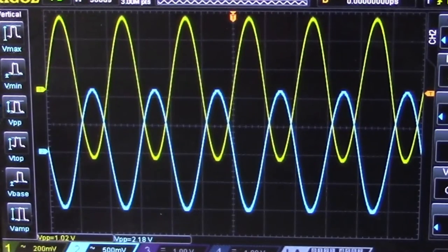And one thing that I haven't mentioned, and that you can still see on the scope, is the typical phase shift we find in a common emitter or common source circuit. The input and the output are 180 degrees phase shifted.